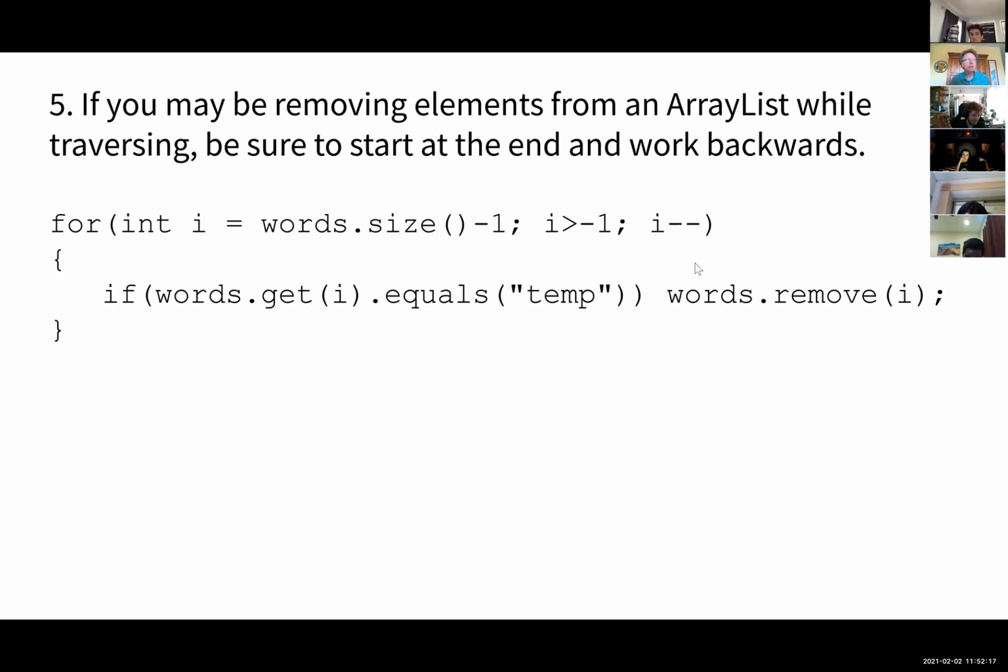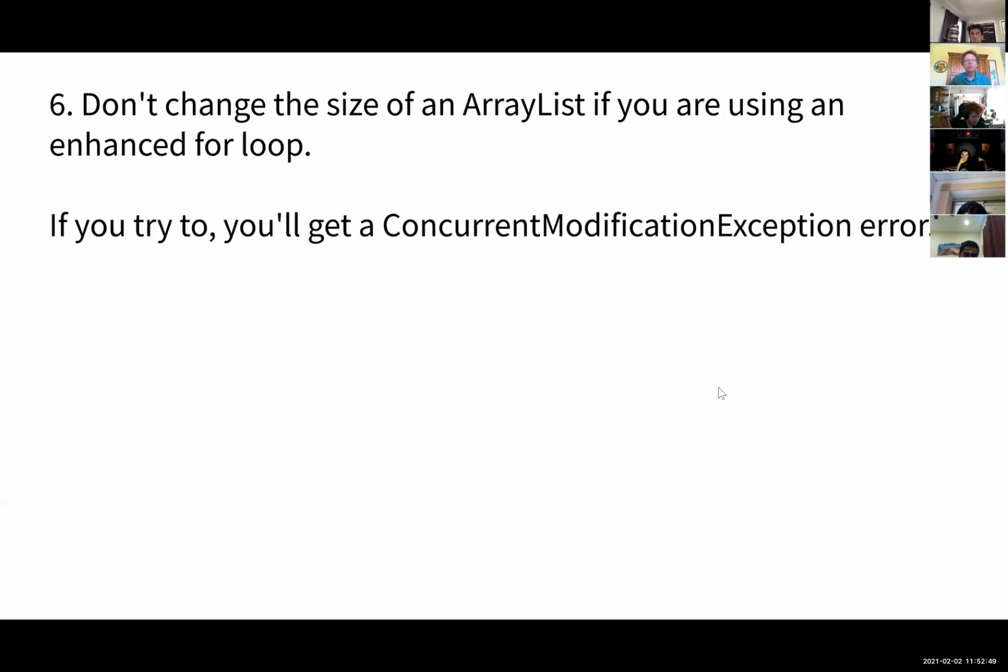Five, if you're going to be removing things from an array list, while traversing it, be sure to start at the end and work backwards. Otherwise, you may miss some of the elements you're trying to remove. So this is an example, just like we printed that one backwards in the warm-up. I was just doing that to give you practice on going backwards. But this is finding everything in an array that is the actual word temp, and it deletes it.